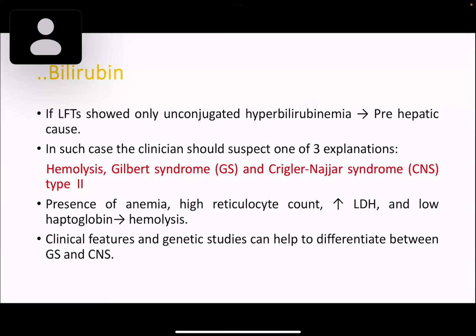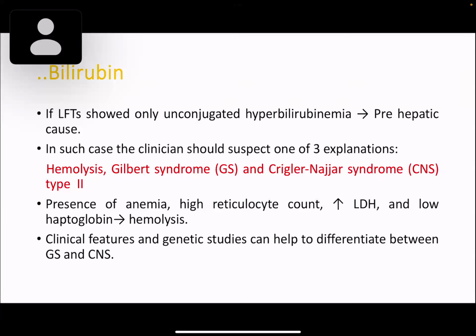observing the reticulocyte count, LDH, and haptoglobin. So having low hemoglobin, high reticulocyte count, high LDH enzyme, and low haptoglobin in someone with unconjugated hyperbilirubinemia is consistent with a hemolytic cause, like hemolytic anemia or any other conditions that can lead to hemolysis. If the patient has high unconjugated hyperbilirubinemia without evidence of hemolysis, in such a situation we have to consider Gilbert syndrome or Crigler-Najjar syndrome.